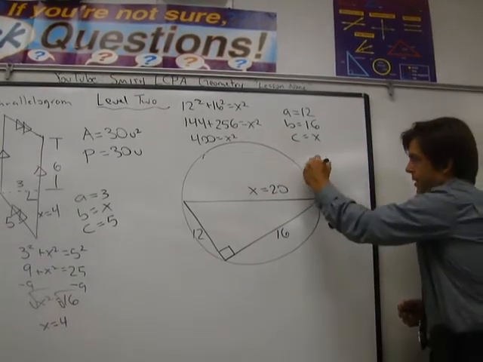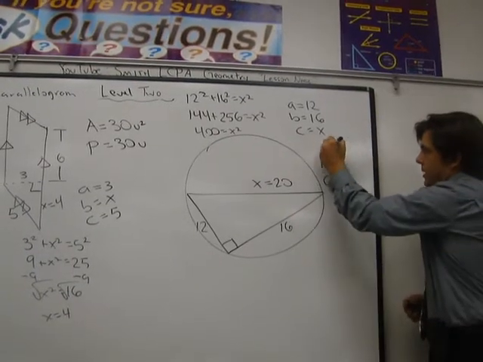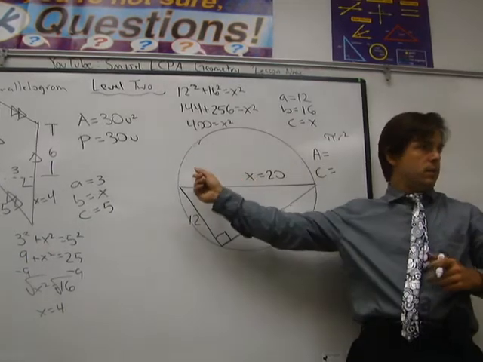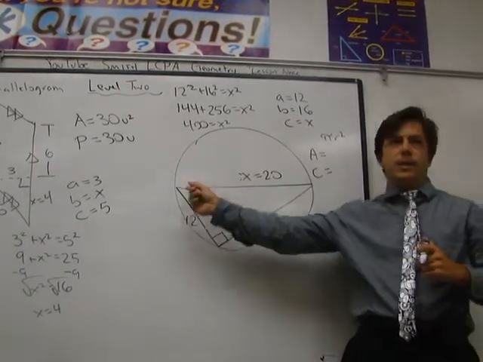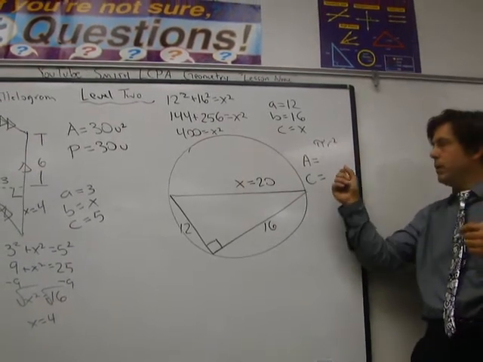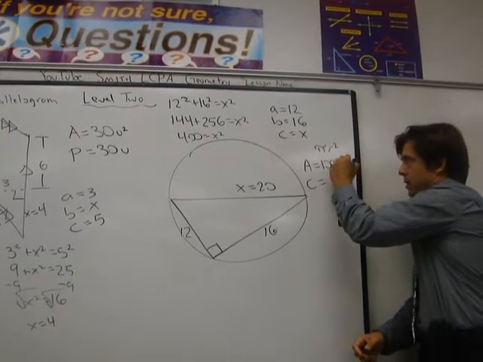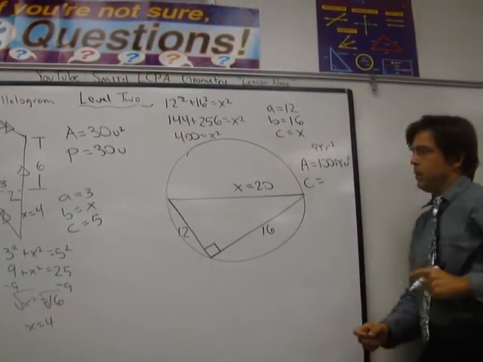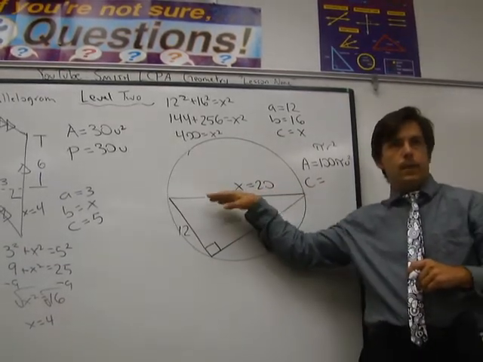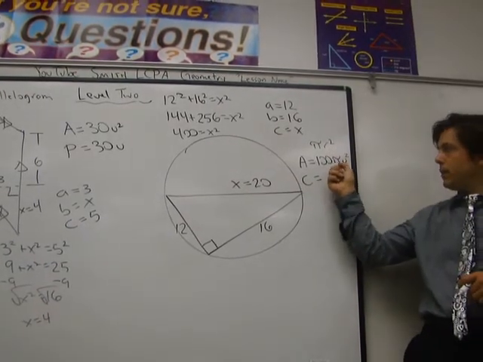Okay, so now we need to find the area and the circumference. Area again is pi times the radius squared. Is this the radius? No, what is this? Diameter. So what would the radius be? Half of that. 10. And what's 10 squared? 100. So the area is going to be 100 pi units squared. Okay, so we use the Pythagorean theorem to find the diameter. We divided the diameter by 2 to find the radius. We plugged it into this formula, we got 100 pi units squared.